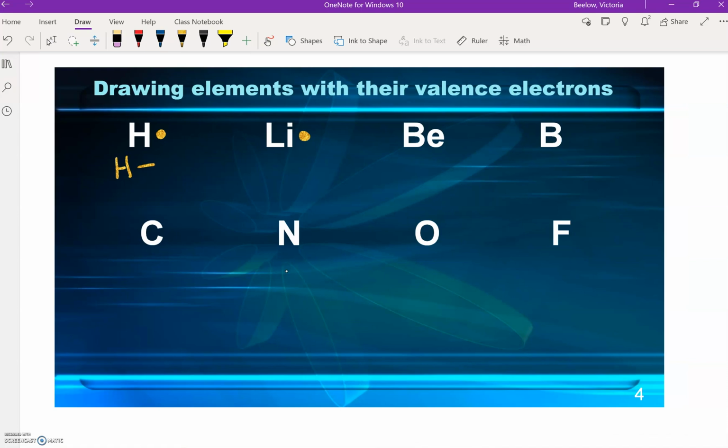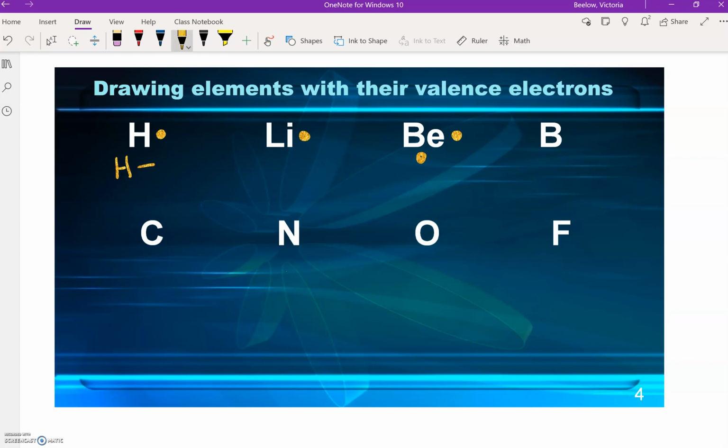So again, when we draw these, we have to make sure that we draw one on each side before we start pairing them up. So for beryllium, it has 2 valence electrons, so this would be technically the correct way to draw it. You would not draw it like this. That would be incorrect. Beryllium is also a metal, so it will form an ionic compound. And again, that has to do with a transfer of electrons. So we won't see it forming really bonds like this because it is an ionic compound.